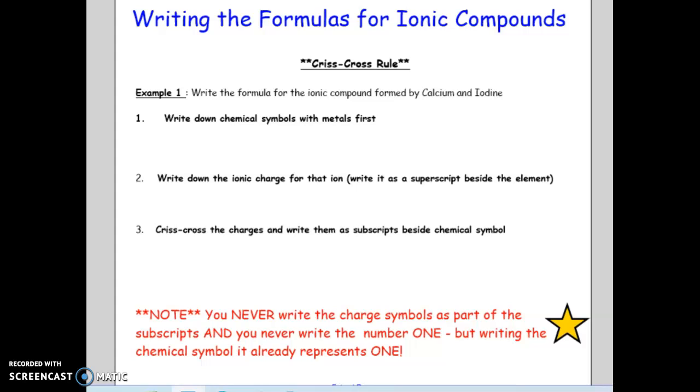Okay, so that's actually going to lead us into the next part. The next portion of this lesson is how do we write out the formulas for these compounds, and how do we write out the chemical names.